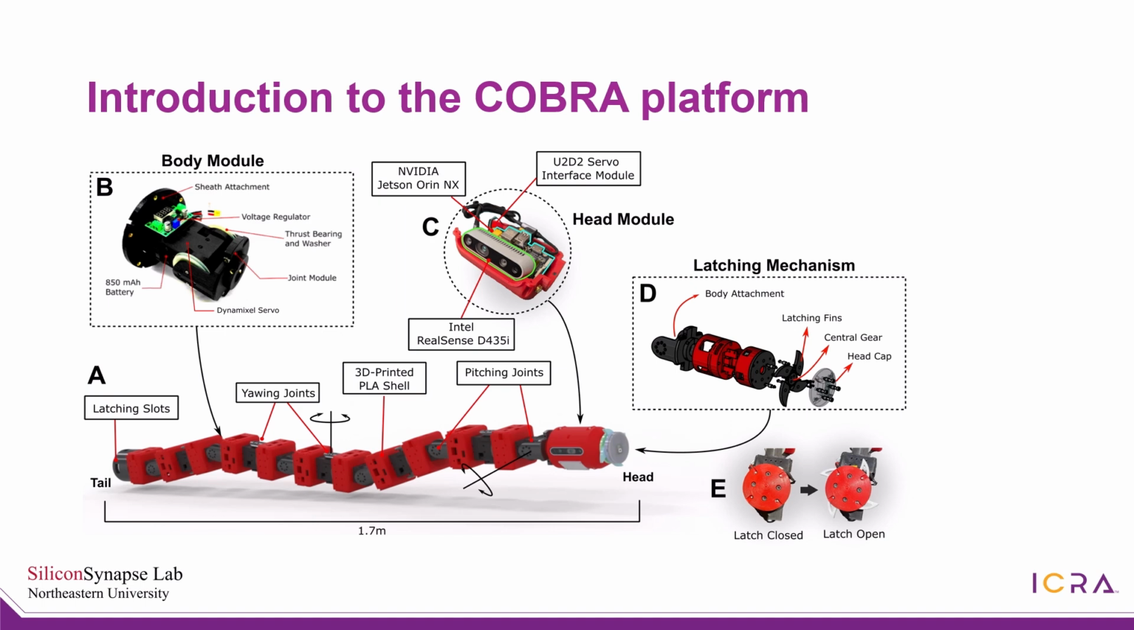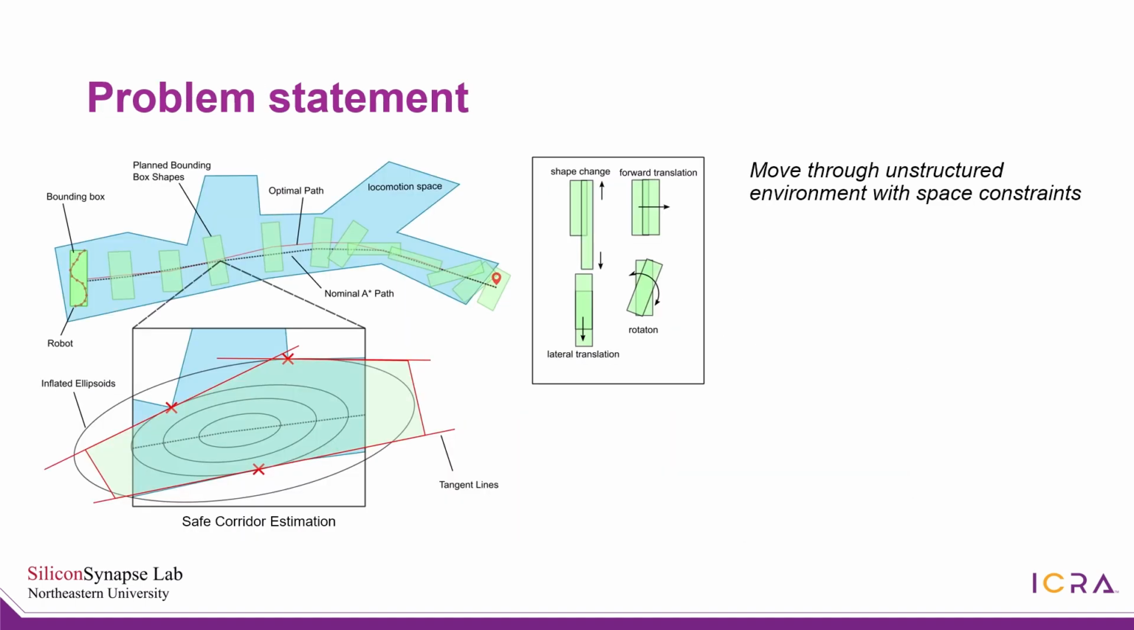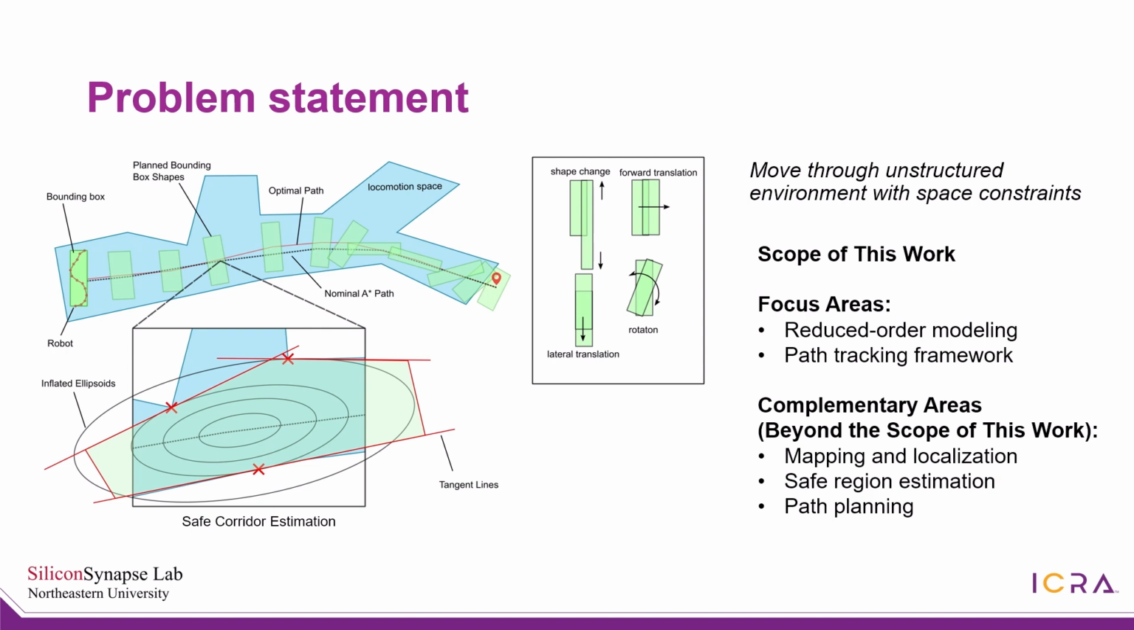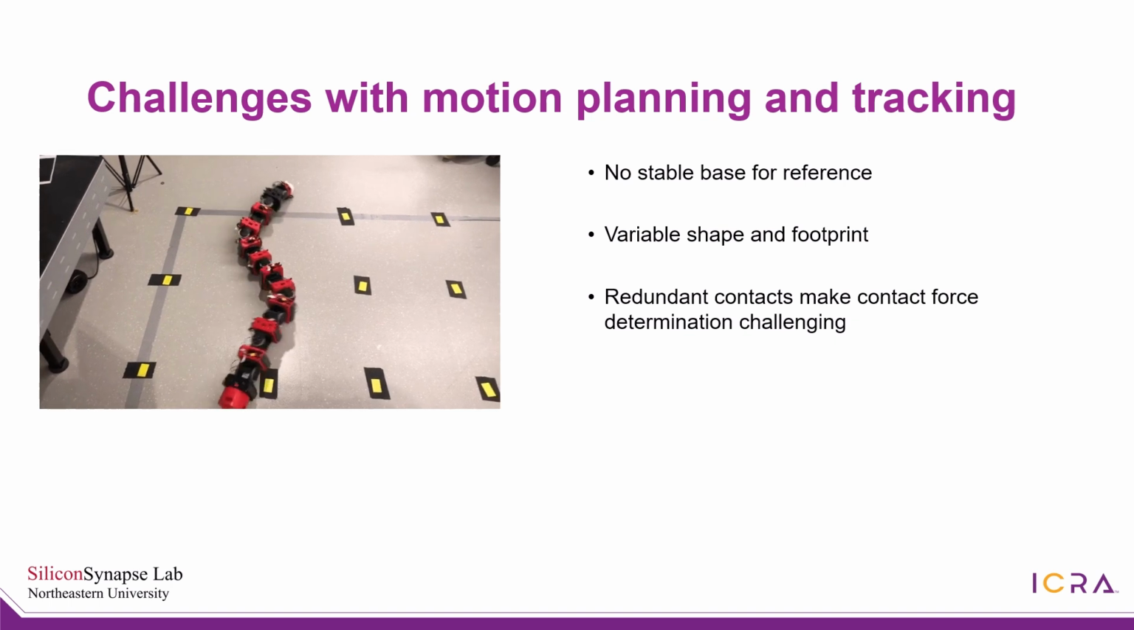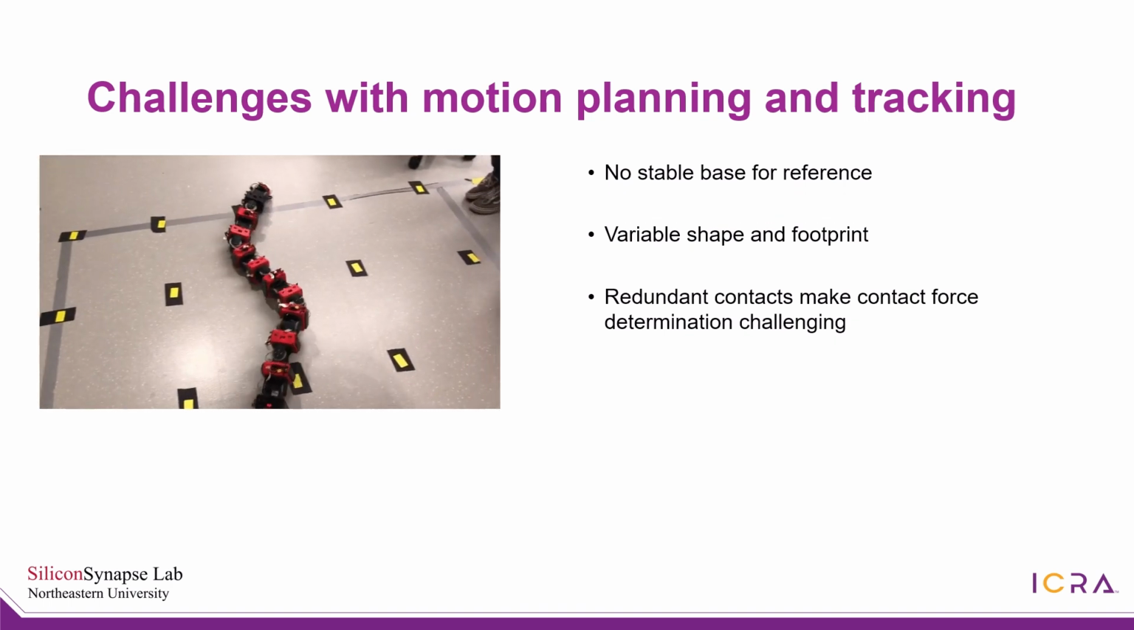The rest of the body modules are identical, each carrying a battery for power and a servo motor for a single degree of actuation. This work targets autonomous navigation for Cobra in an unstructured environment with space constraints. We assume accurate mapping, localization, and planning using the onboard sensors, and focus on a framework for motion modeling and closed-loop path tracking given a predetermined path. The video on the left shows Cobra moving with a nominal sidewinding gait.